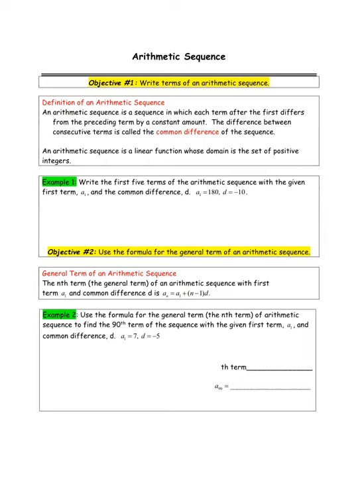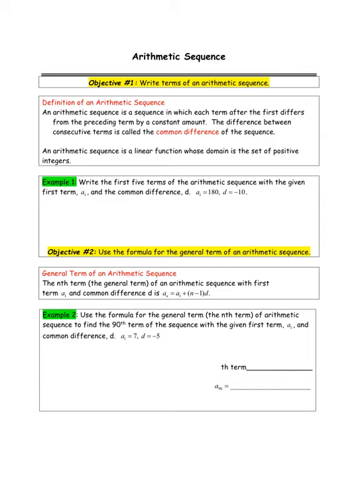Arithmetic sequence. The definition of an arithmetic sequence is a sequence in which each term after the first differs from the preceding term by a constant amount. The difference between two consecutive terms is called the common difference of the sequence. An arithmetic sequence is a linear function whose domain is a set of positive integers.